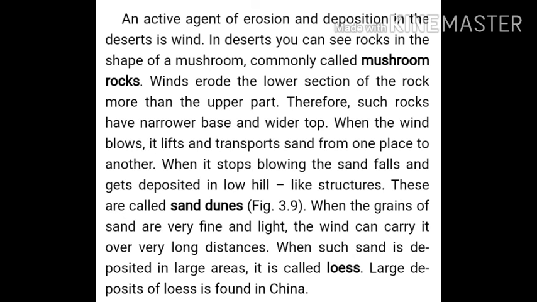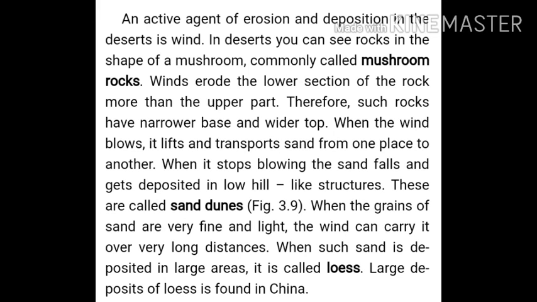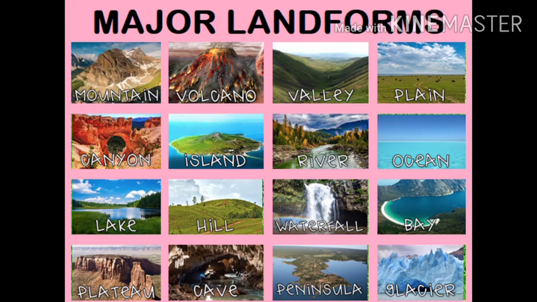Sometimes sand is carried away to a distant location that is not a part of the desert. Sand is deposited there and creates a unique structure. These structures are called loess. The large deposits of loess are found in China. The whole process of weathering, erosion, and finally deposition of the weathered material to different locations creates different landforms on the surface of the earth.